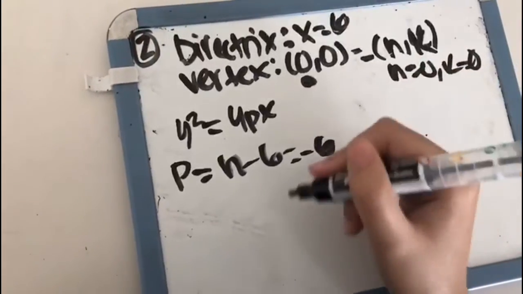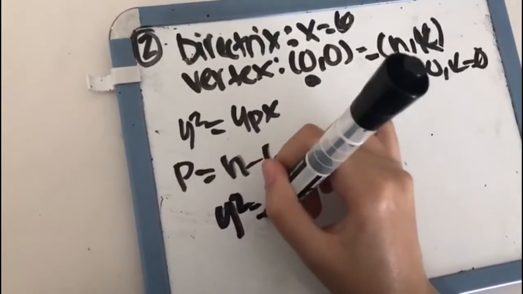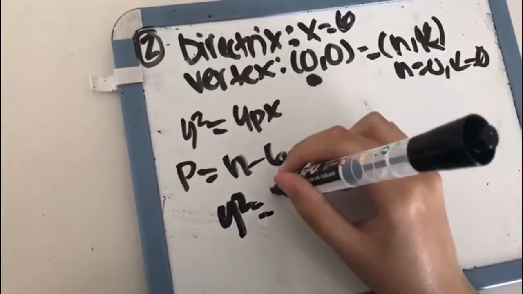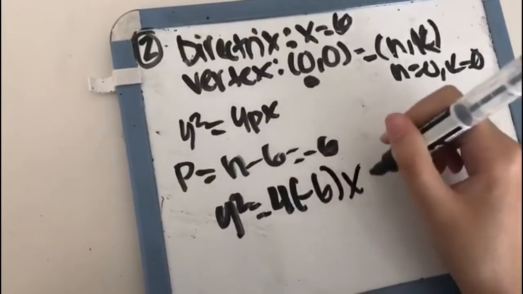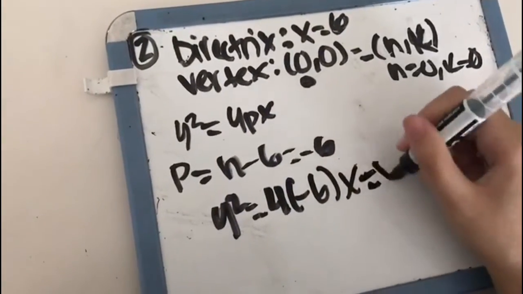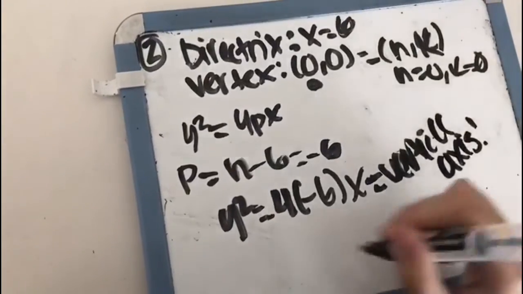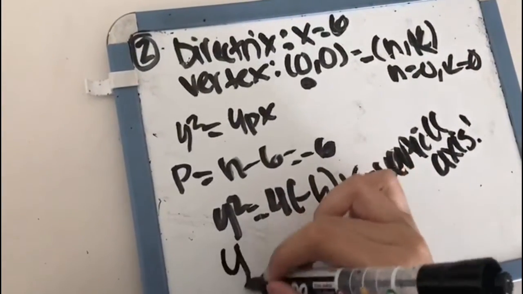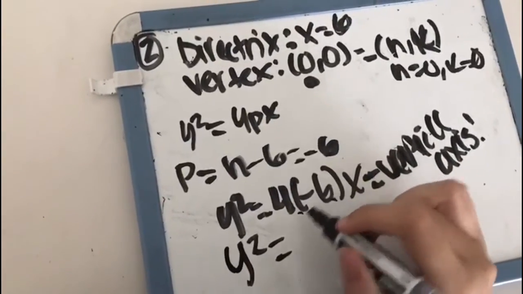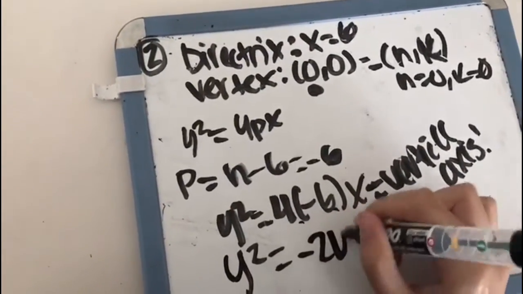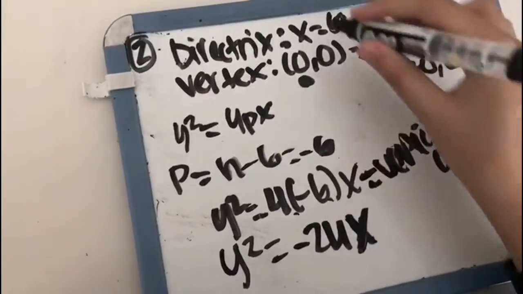So that means that we're going to substitute negative 6 into the equation. So it'd be y squared equals 4 times negative 6x, because we're trying to find the vertical axis. Let me just write this vertical axis. So now y squared again would equal 4 times negative 6, which is negative 24. So it's negative 24x. Now this is the vertical axis in the point form of directrix.